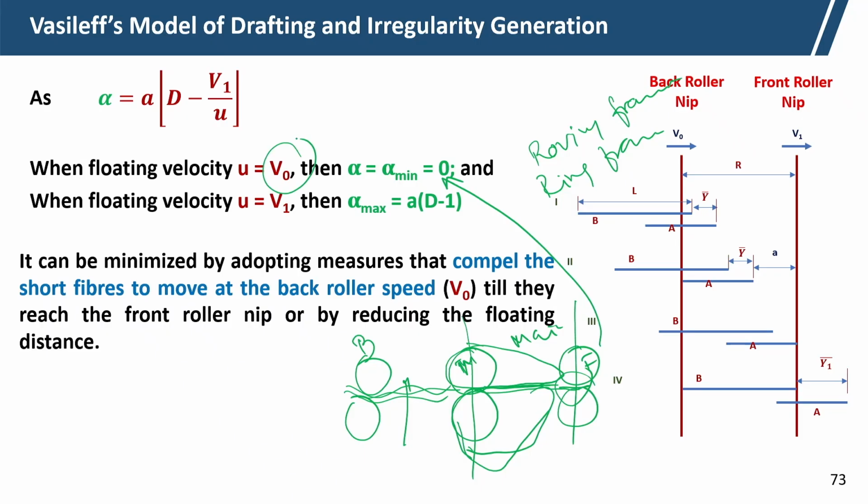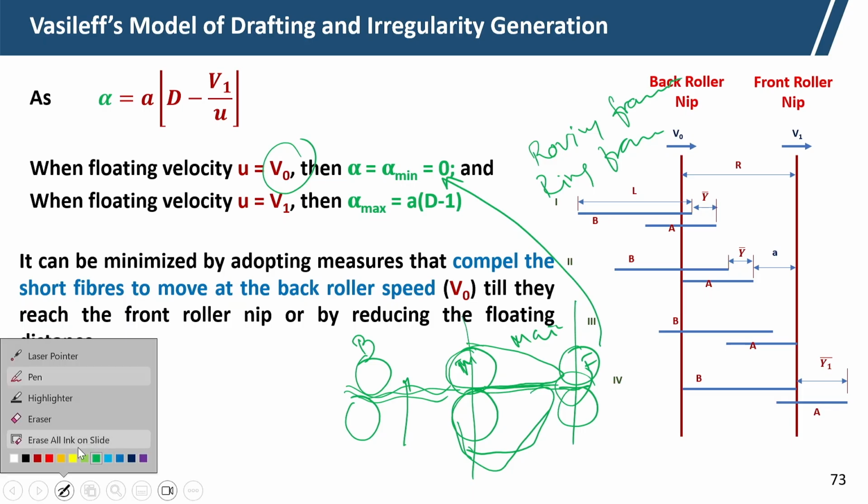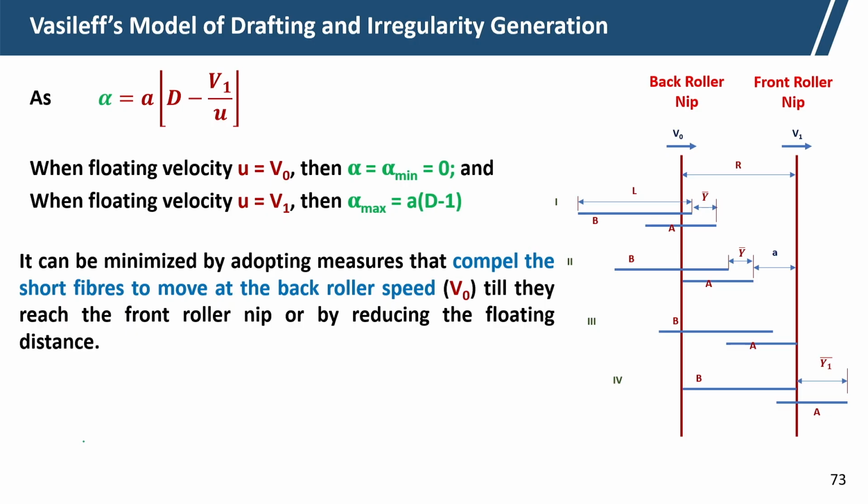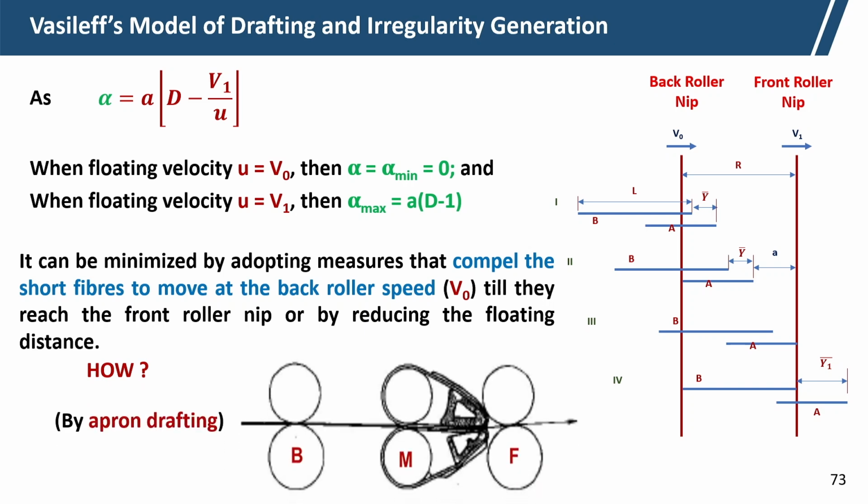Because the floating fiber has to move at the back roller speed, that way it controls the irregularity. That is how we control the irregularity by the apron drafting system. So, fibers move at the back roller speed till they reach the front roller, and fiber movement is controlled here.